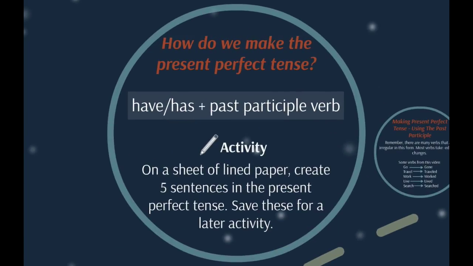To make the present perfect tense, we use have or has plus a past participle verb. Please pause the video to complete the activity.